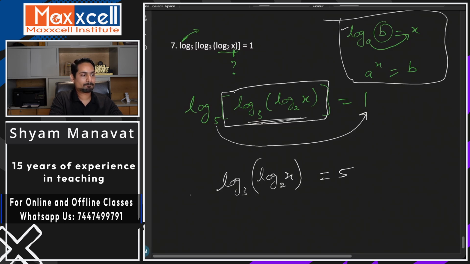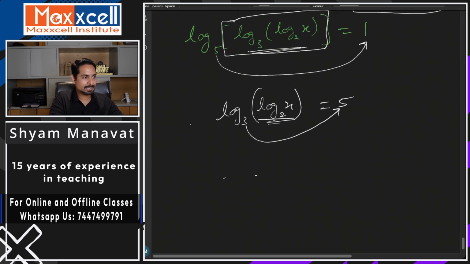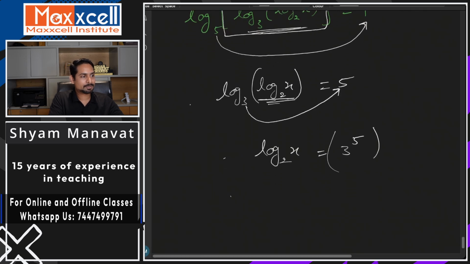Now I'll do the same with this log, where I take 3 raised to 5 equal to the value inside it. The value inside it is log of x base 2, and here 3 raised to 5. Did you understand this? Yes, no? Simplify it further. What do you get here? X. You can simplify 3 raised to 5: it is 81 into 3, that is 243.